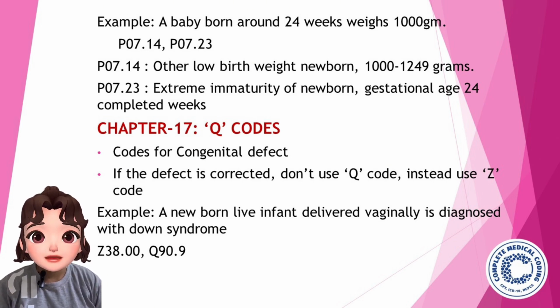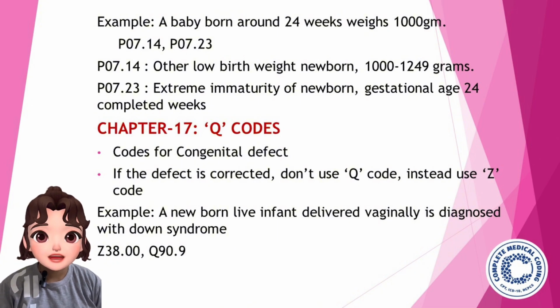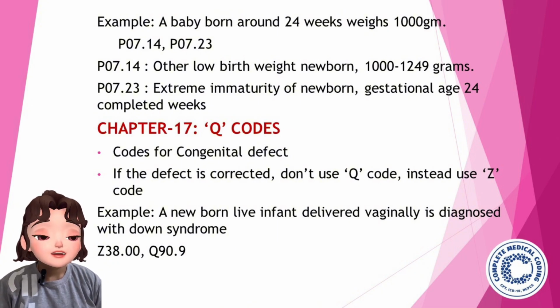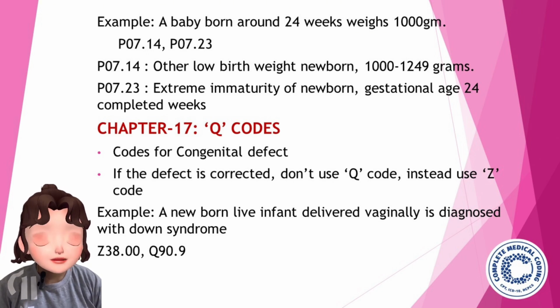Some diseases present by birth are called congenital diseases. So, codes for congenital defects fall in Q codes. But if the defect is corrected, we should not use Q codes. Instead, we will use only the Z codes.